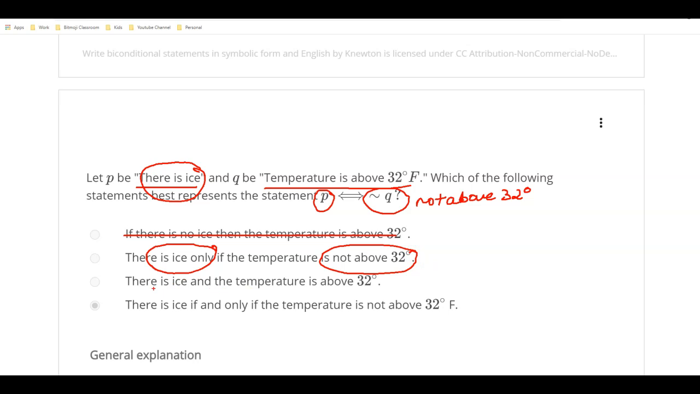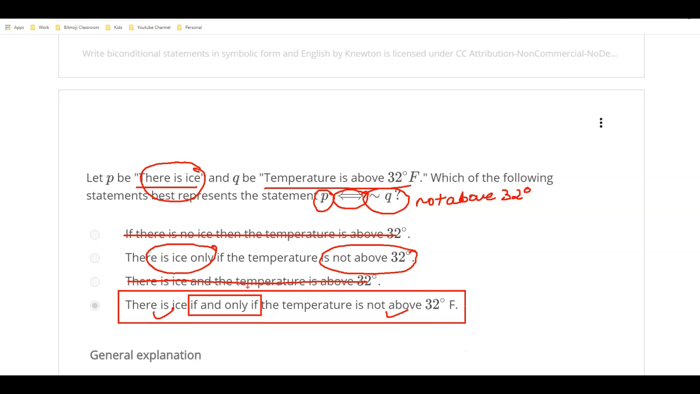There is ice and temperature is above. No, temperature should not be above. There is ice. What is the keyword here? If and only if. My keyword is if and only if. So yes, there is ice. Yes, it's not above 32. So definitely my answer is this. So always look for the keywords.